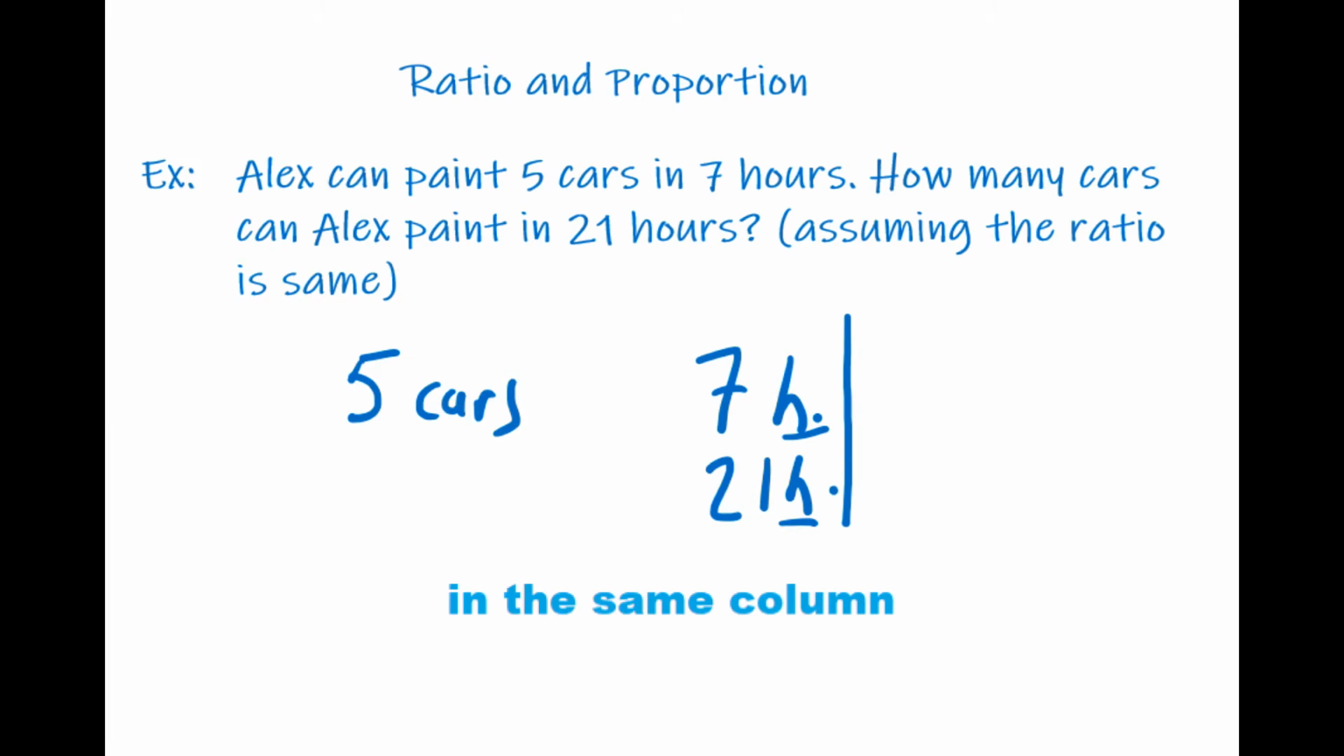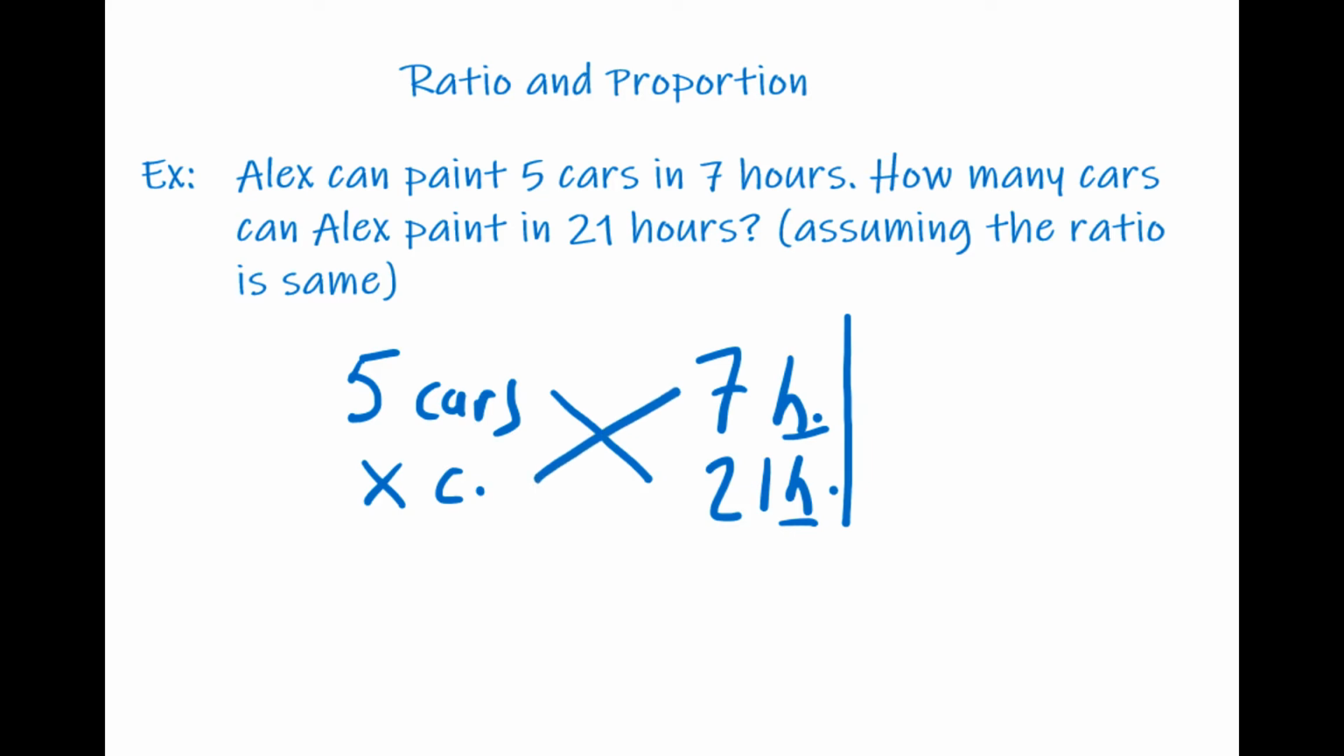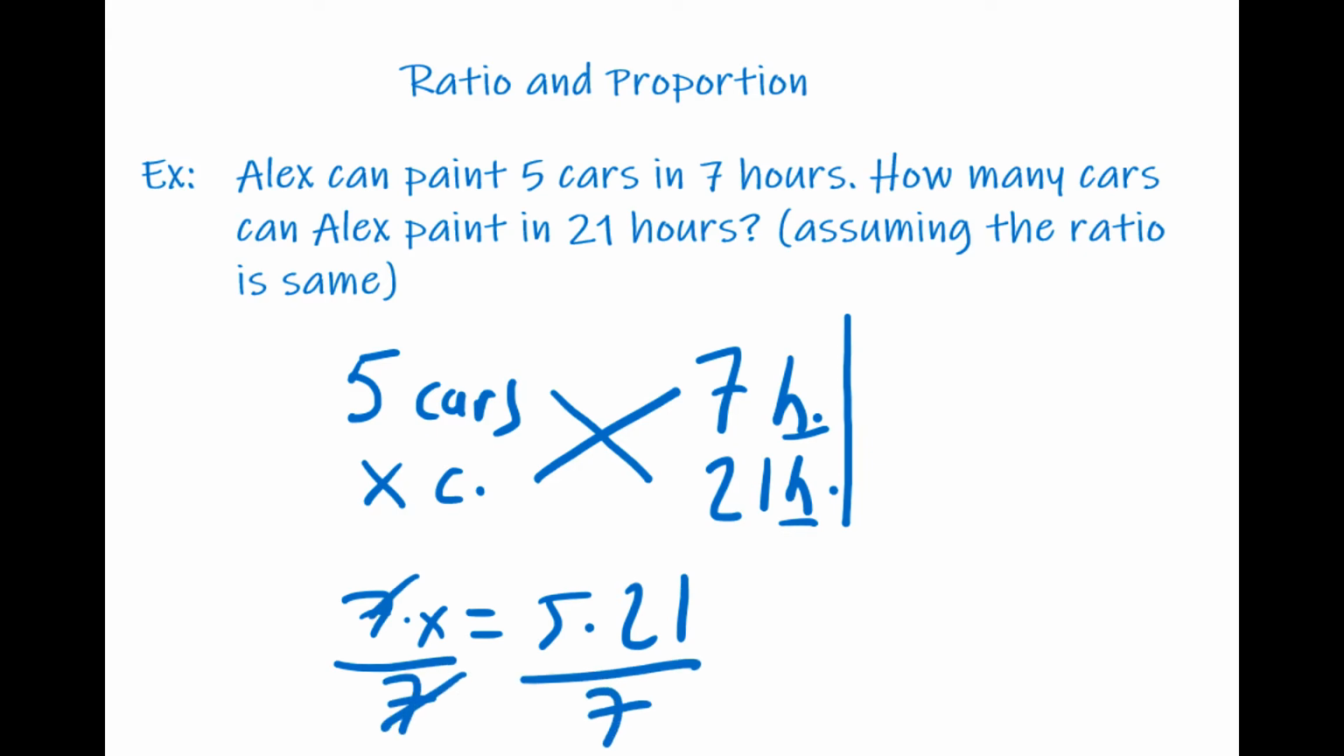Okay, I'm going to show you a new method. And let's say Alex paints X number of cars. Okay, so for 5 cars, it takes 7 hours. For X cars, it's going to take 21 hours. In such questions, guys, you need to apply the cross product or cross multiplication. And once you do it, we're going to have 7 times X, which is 5 times 21. And if you divide both sides by 7, these are gone. So x is going to be, if you simplify 21 by 7, then we're going to have 3 here and we're going to have 1 here. So if you multiply 5 by 3, then we're going to have 15, guys. That means x has to be 15.